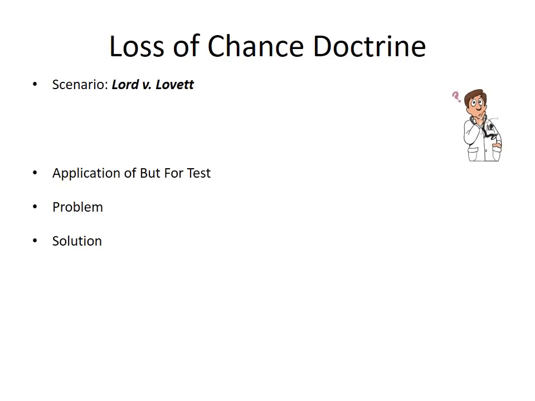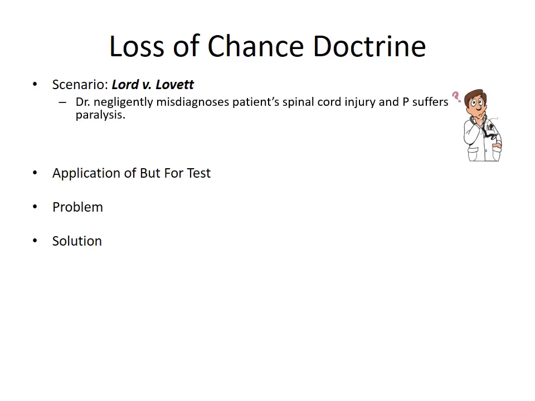Our last scenario presents another really interesting causation problem that is resolved by something called the loss of chance doctrine. Now, this is raised in the Lord versus Lovett case. Here we have a woman who was in a car accident, and as a result of that accident, suffered a spinal cord injury. The doctor, however, did not diagnose that correctly, and as a result, he didn't treat that spinal cord injury the way that he should have.